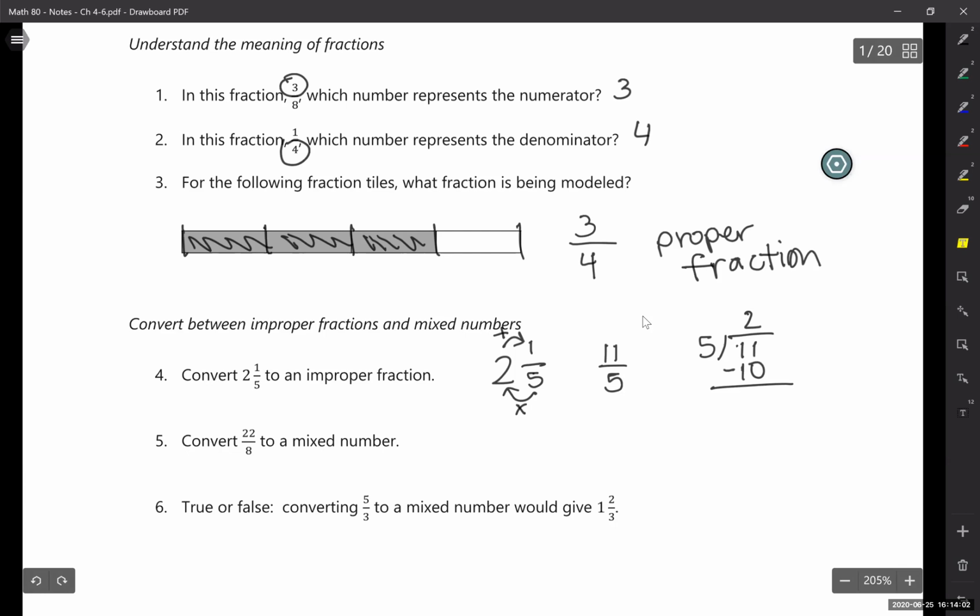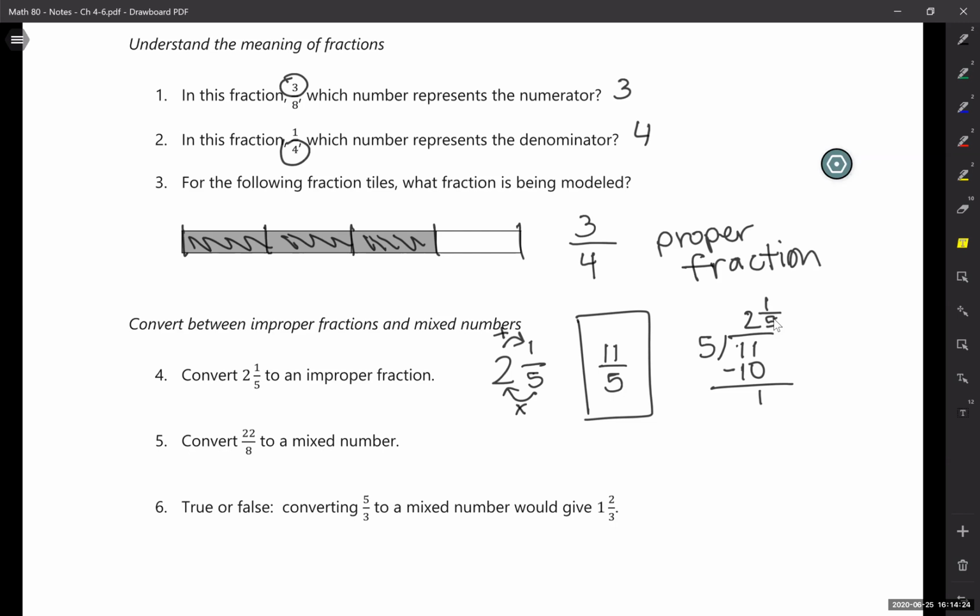Multiply, subtract, and that 1 is our remainder. So this is how you can check. We have our mixed number here, 2 and 1/5. So 11/5 is the answer, but that division there shows us how you can check how we use the remainder. Which leads us right into number 5, converting to a mixed number.